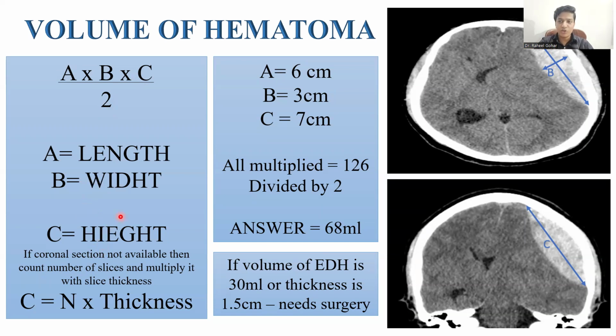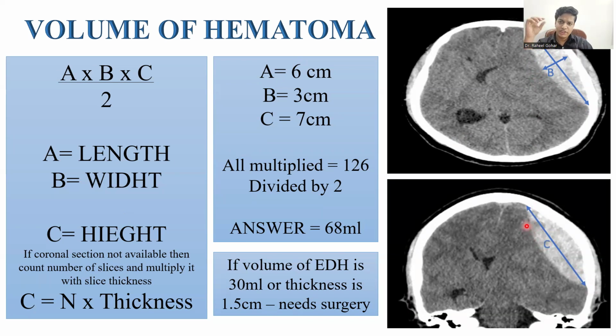But it is not usually available; we usually only get the axial sections. In the axial sections we can also calculate the height as well. I am going to tell you this. So in the picture, in this axial section, you can see A is the length, this is the width, and then finally on the coronal section you can see the height.